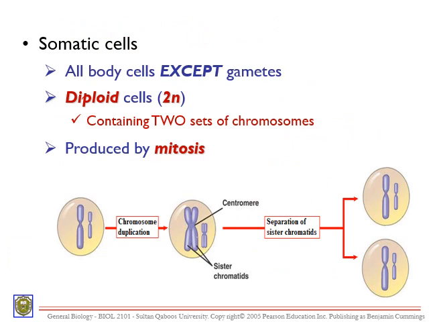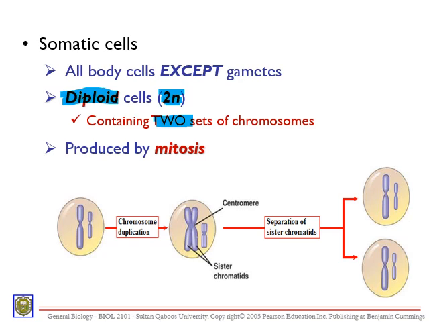Okay, somatic cells are all cells of the body except for gametes. Somatic cells are diploid. Now, what's the meaning of diploid? Diploid simply means that they contain two sets of chromosomes, and this is denoted by 2n. 2n means they have two sets of chromosomes.